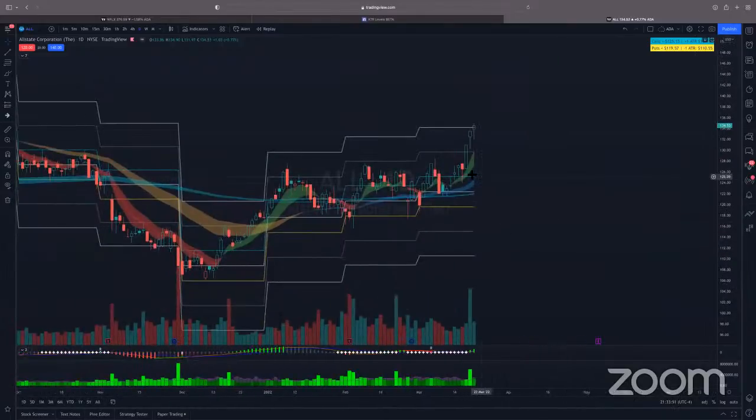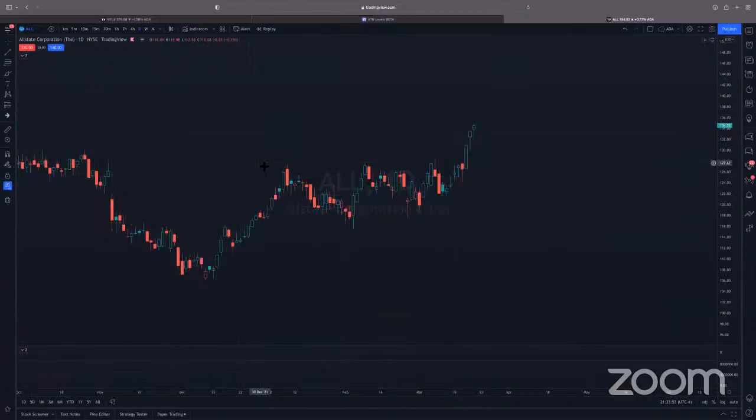So now look at this. Let me hide all the indicators and show you one thing real quick. Now look at this chart. Clean bull flag, right? This is a bull flag on a higher time frame. Beautiful. On a higher time frame, look at the weekly chart.